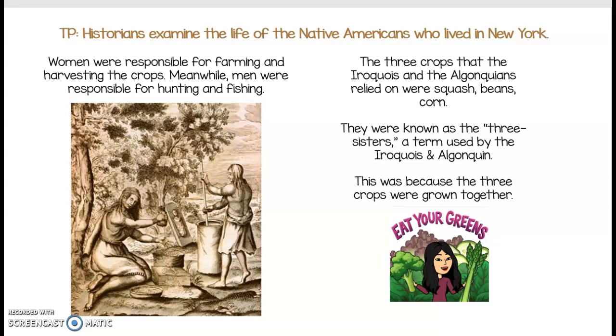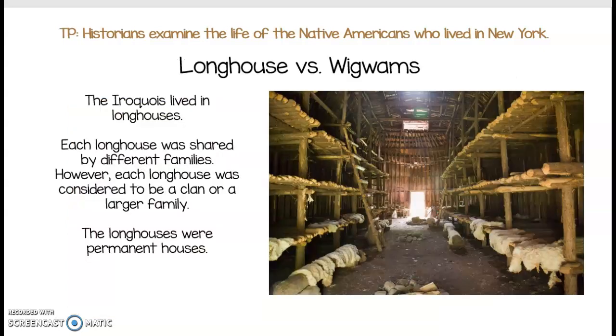Now we're going to talk about a difference. One difference that they had was how they lived and where they lived. So the Iroquois lived in longhouses, and these longhouses were shared by different families. Often there were about 4 to 5 different families living in these longhouses. And they considered each longhouse to be a clan or a larger family. And these longhouses were permanent.